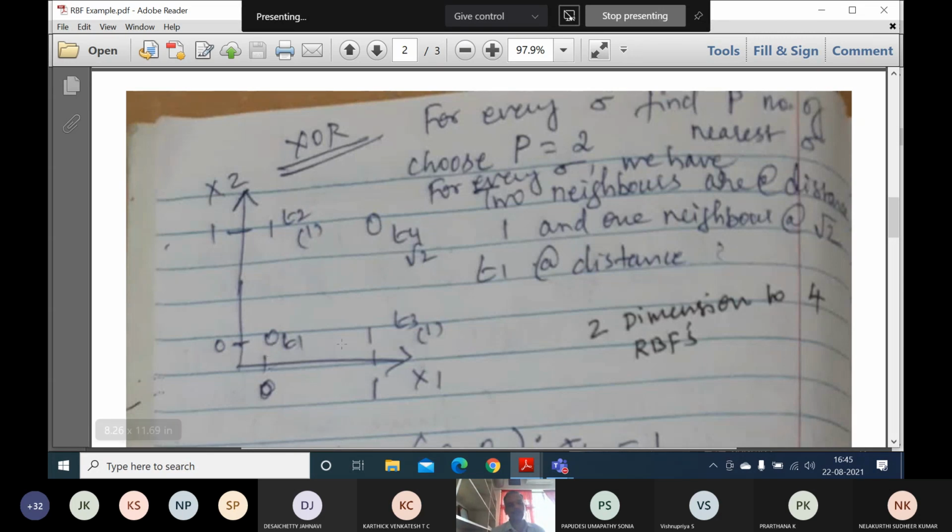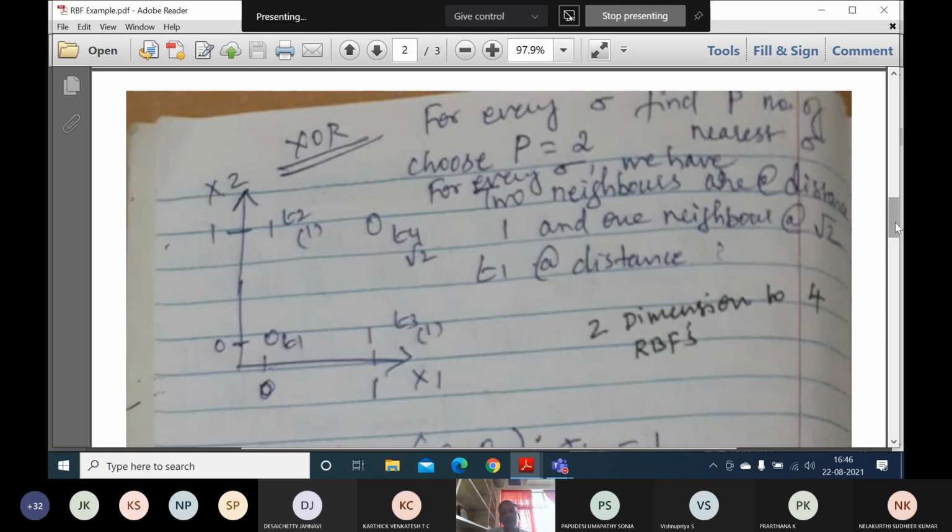So for every T1, or every sigma, we have two neighbors at distance 1. For T1, T2 is at distance 1 and T3 is at distance 1, so two neighbors at a distance of 1 and one neighbor at a distance of square root of 2. If you consider T3, this one will be at 1, T4 will be at a distance of 1 and T2 will be at a distance of square root of 2. That is nothing but going from 2 dimensions to 4 dimensions.